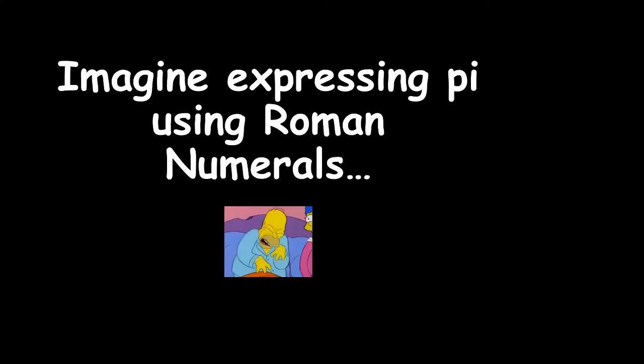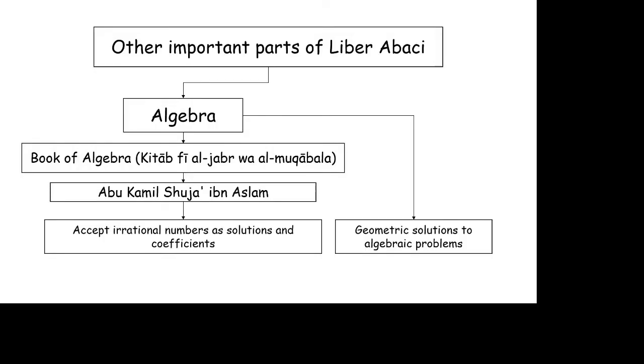Imagine expressing pi using Roman numerals. The important parts of the Liber Abaci delve into the art of algebra. The first important part, inspired by an Egyptian mathematician, whose name I have experienced great difficulty trying to learn, delves into the systematic use of irrational numbers as solutions and coefficients in algebraic expressions. The second part discusses the use of geometry as solutions to algebraic problems.